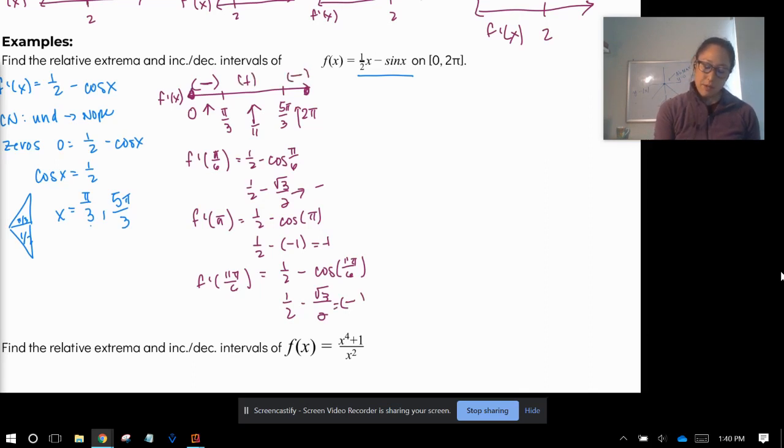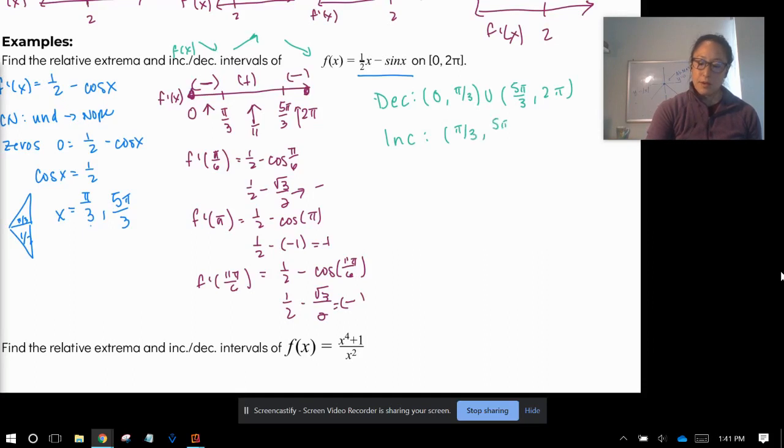Okay, so what is happening with this function? For f of x, we're going to be decreasing between 0 and pi over 3, increasing from pi over 3 to 5 pi over 3, and decreasing from 5 pi over 3 to 2 pi. So we can write our intervals. We're decreasing from 0 to pi over 3, or we're decreasing from 5 pi over 3 to 2 pi, and then we're increasing from pi over 3 to 5 pi over 3.